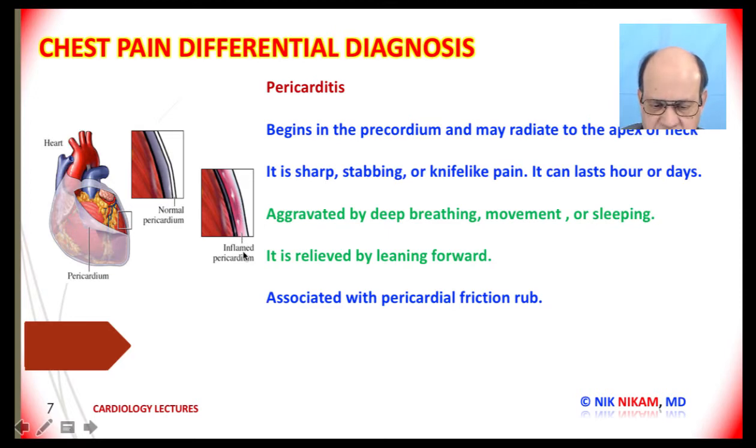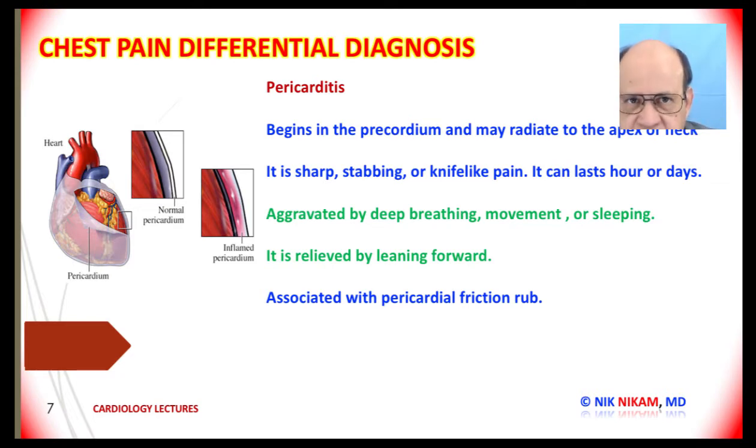When the pericardium gets inflamed, it can also irritate the myocardium, and sometimes we can see elevation of the cardiac enzymes. When the pericardium gets inflamed, most often due to a viral infection, it also produces chest pain, which is very similar to pleuritic chest pain. It is sharp, stabbing in nature. It may feel like a knife going through your chest, and it can last for hours or days. This pain is aggravated by deep breathing, by movement, or lying down. But if you lean forward, the pain gets better.